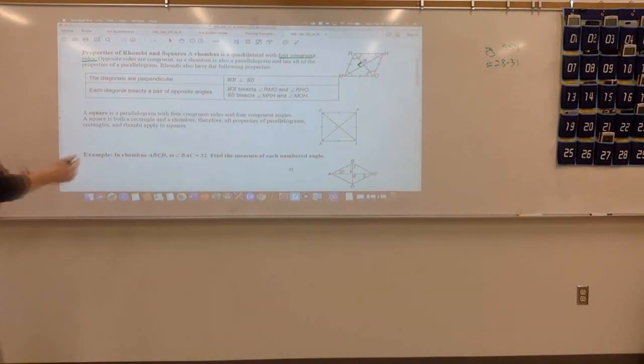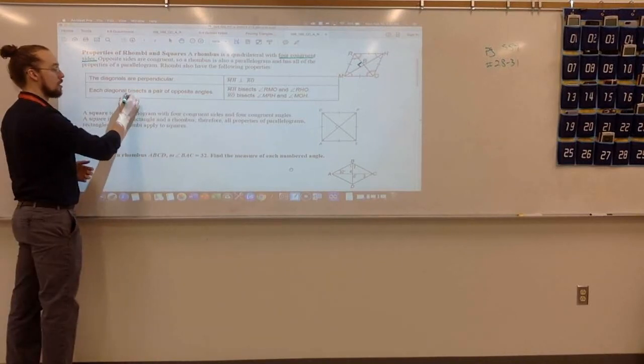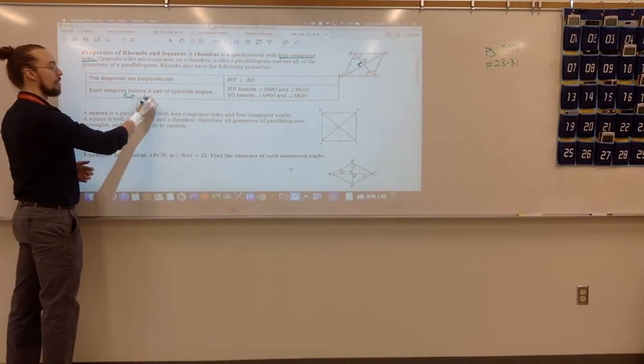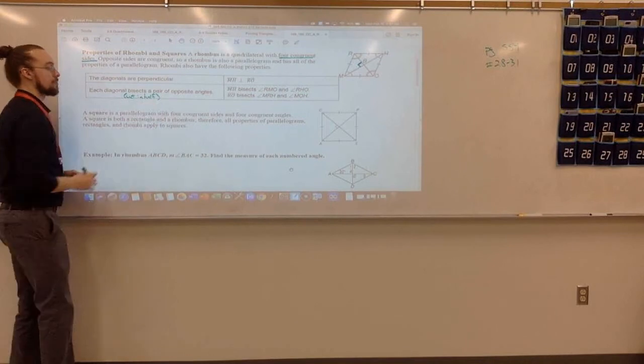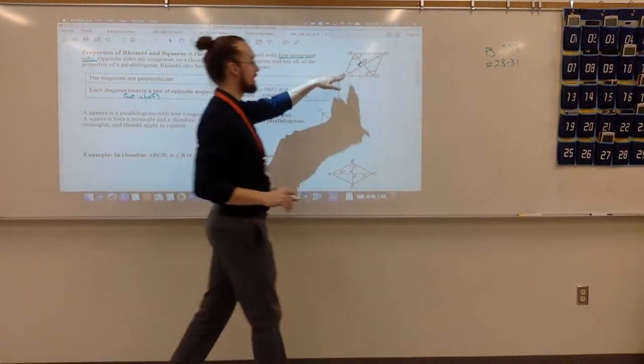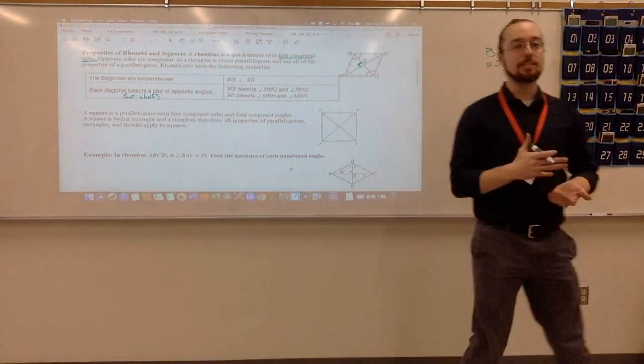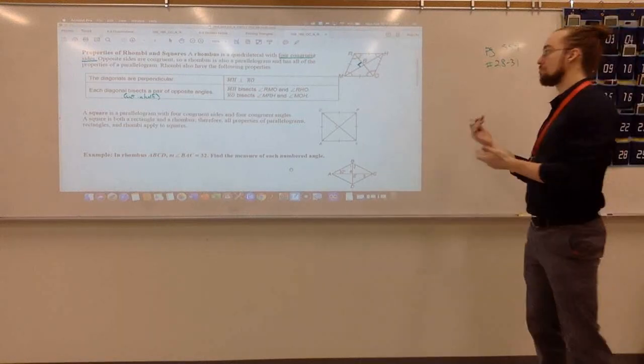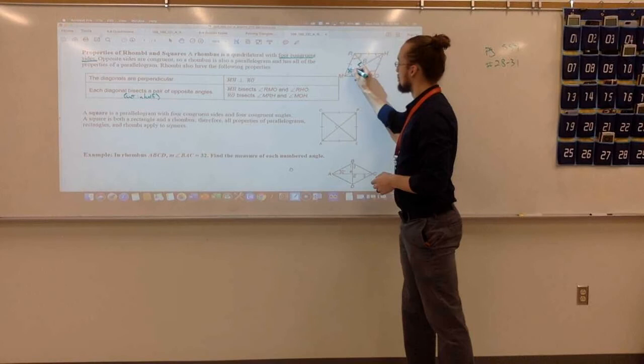Right? So bisect, remember, means cut in half. So each diagonal cuts each opposite angle exactly in half. And so, for example, we know that this angle is 30 degrees. That means this angle is 30 degrees. Right? The diagonal cuts each angle exactly in half.